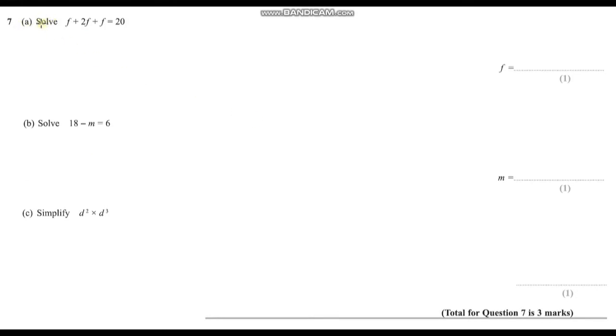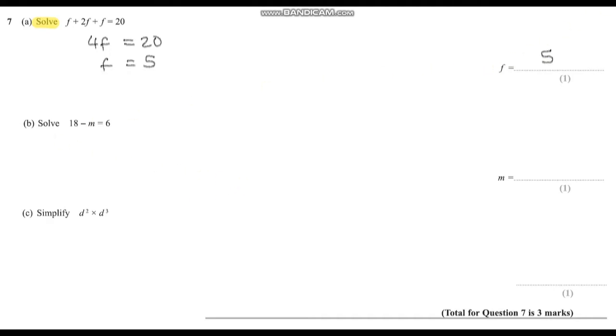Question 7a. Solve this equation here. So first of all, let's simplify. We can collect like terms. So f plus 2f gives us 3f. Plus another f, we are left with 4f. So we've got 4f is equal to 20. And now to get f on its own, we can divide both sides by 4. So if we divide both sides by 4, we get f is equal to 5. So our answer is 5.